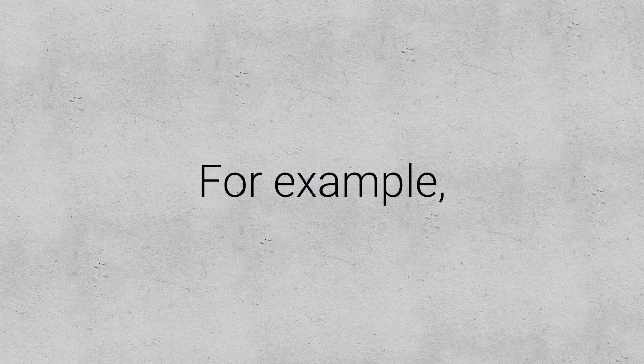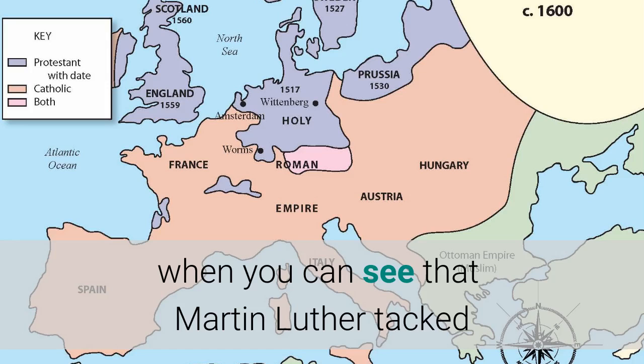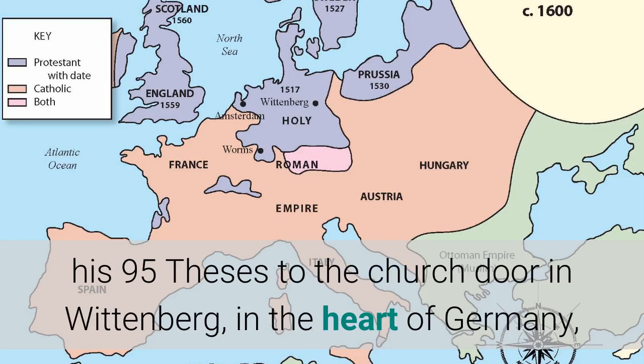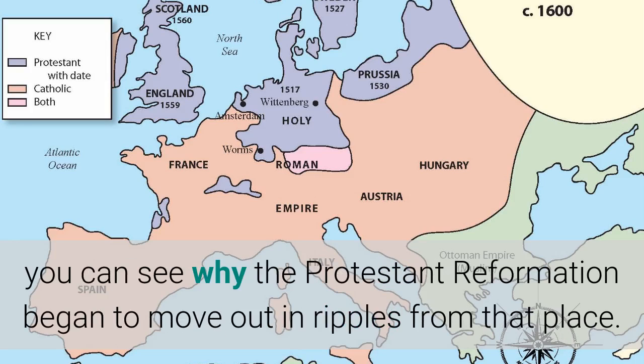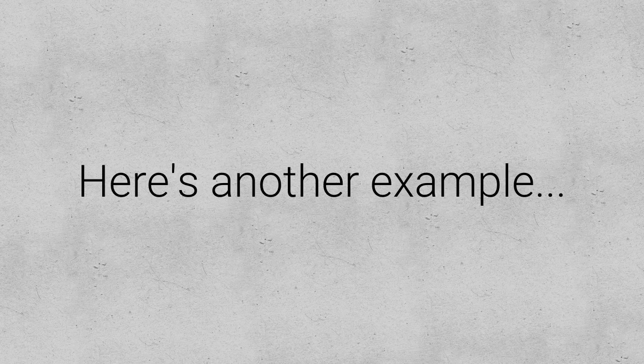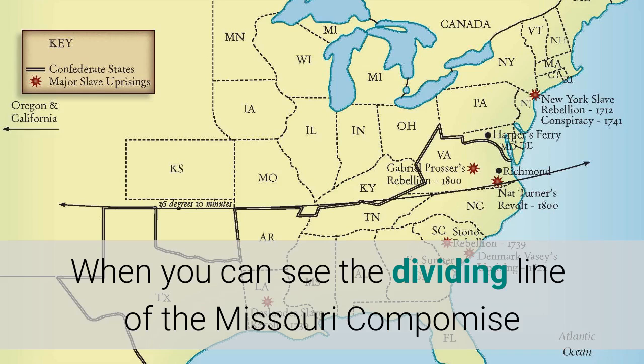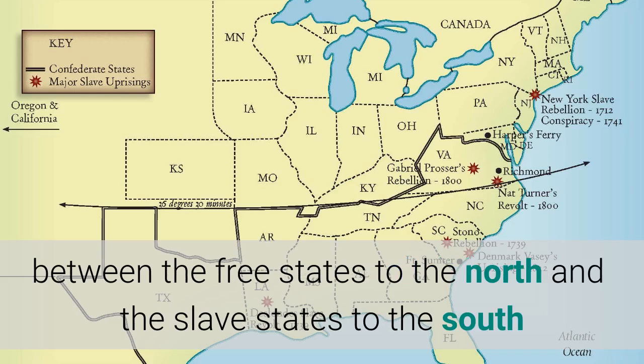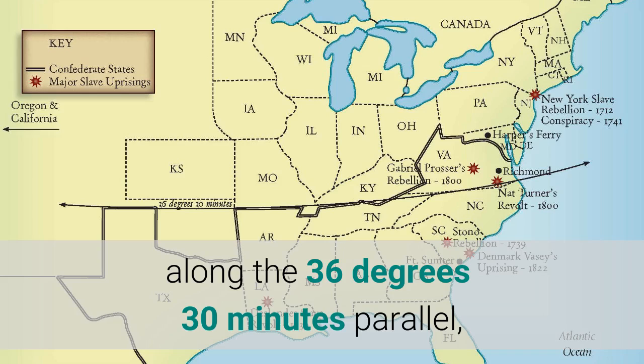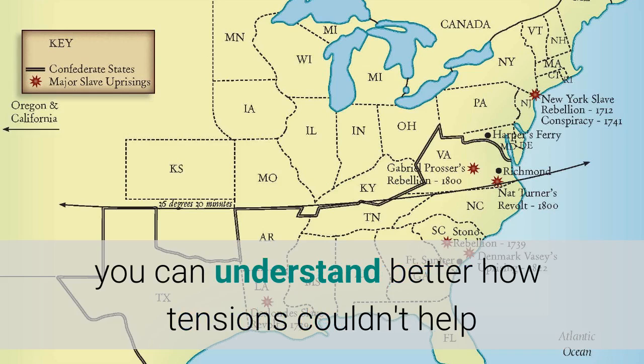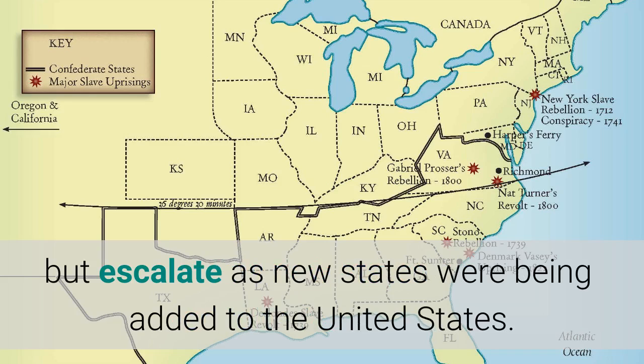For example, when you can see that Martin Luther tacked his 95 Theses to the church door in Wittenberg in the heart of Germany, you can see why the Protestant Reformation began to move out in ripples from that place. And here's another example. When you can see the dividing line of the Missouri Compromise between the free states to the north and the slave states to the south along the 36 degrees 30 minutes parallel, you can understand better how tensions couldn't help but escalate as new states were being added to the United States.